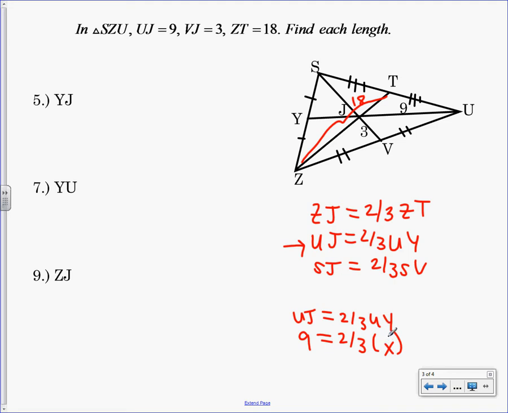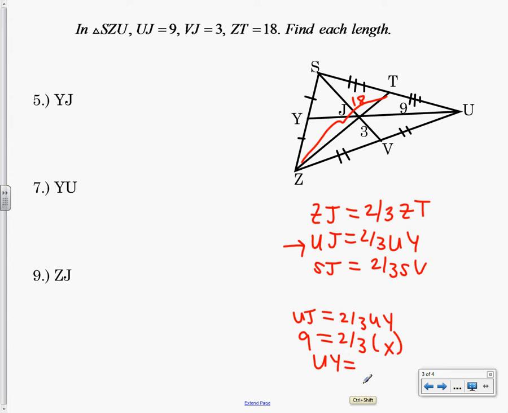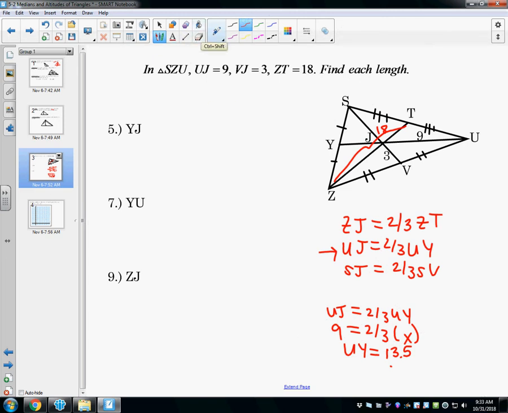So instead of saying X again, I'm going to remind myself that was really UY. And what do we get? 13.5. Not sure why it's doing that. There we go. Good. You should get 13.5. Did I push something? I don't know what's happening. Anybody confused?